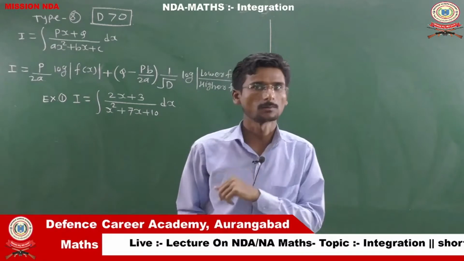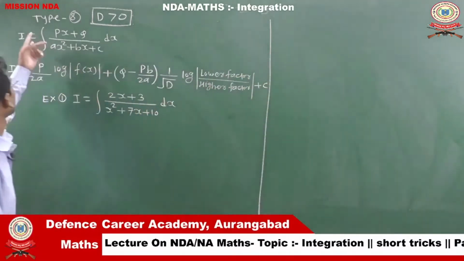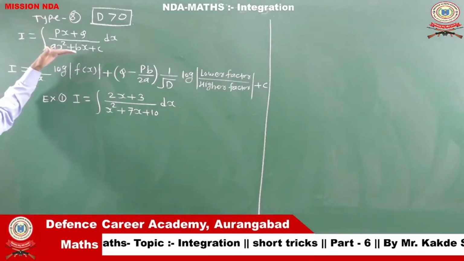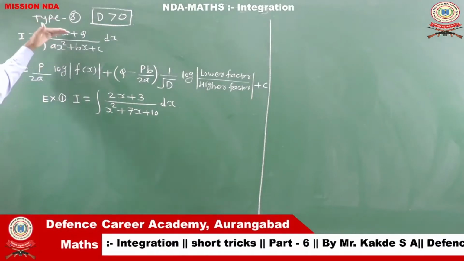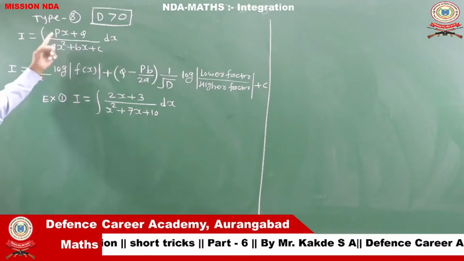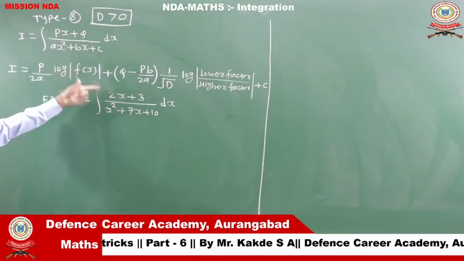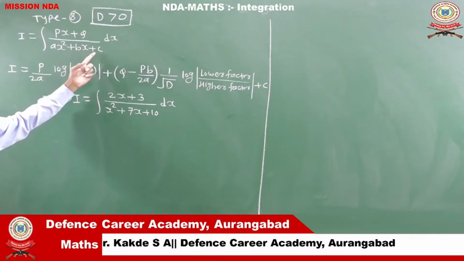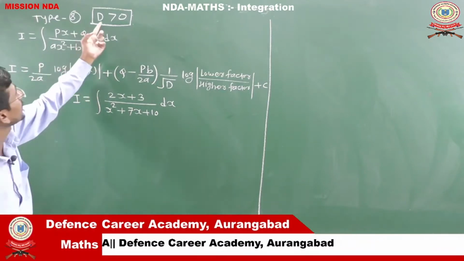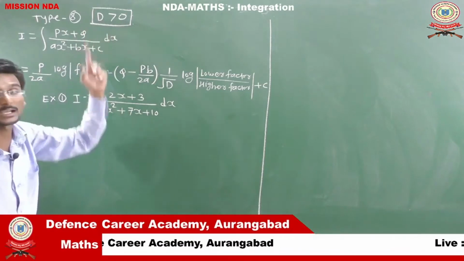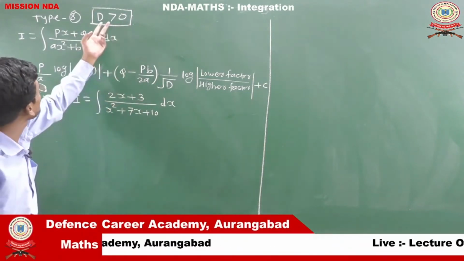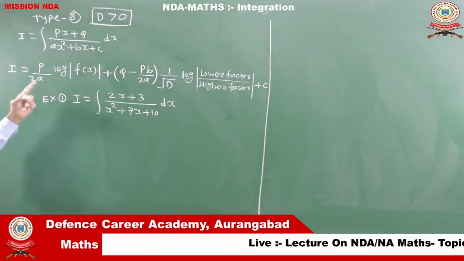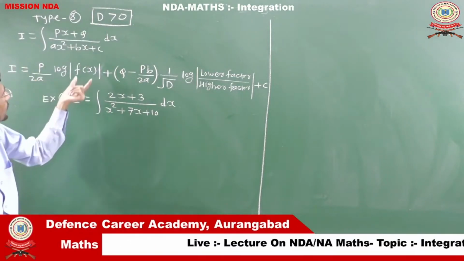Now type number 8, that is integration of the type linear upon quadratic form. Linear upon quadratic form, that is px plus q, this is a linear term, divided by this quadratic form ax square plus bx plus c. If d is greater than 0, here d का मीनिंग है discriminant. Discriminant is greater than 0. जिसका शॉर्ट ट्रिक्स है p upon 2a into log of f of x.